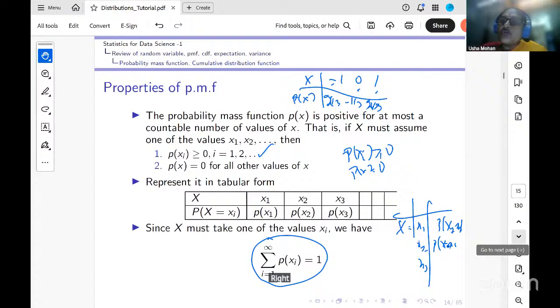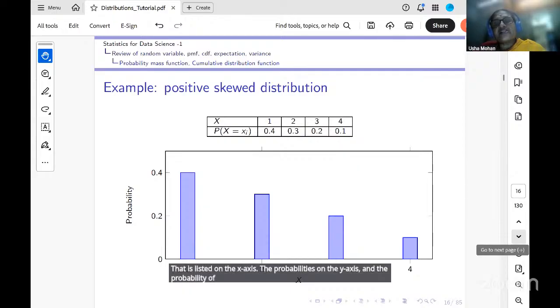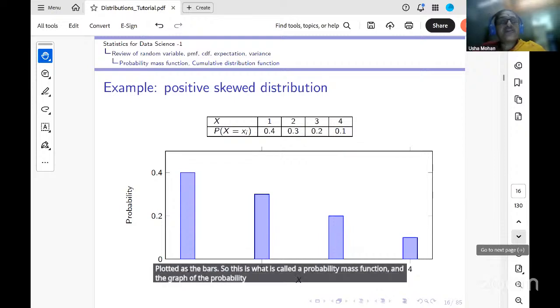The values of X are on my x-axis. For example, here, what you see on the screen is the random variable X taking the value 1, 2, 3, 4. That is listed on the x-axis. The probability is on the y-axis, and the probability of X equal to xi is plotted as the bars. So this is what is called a probability mass function and the graph of the probability mass function.